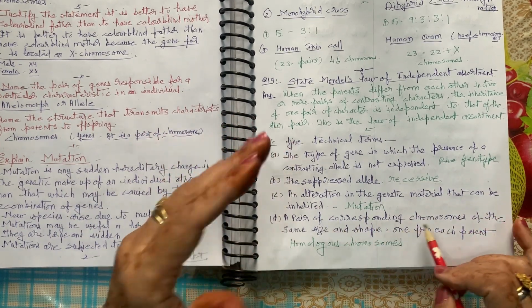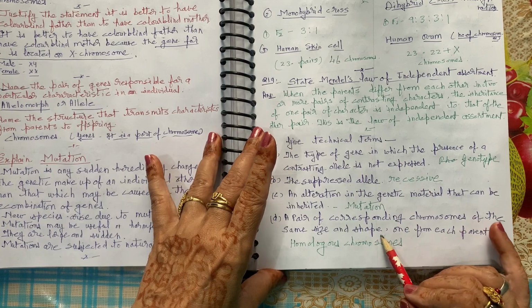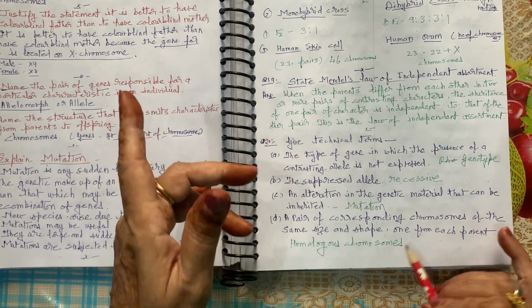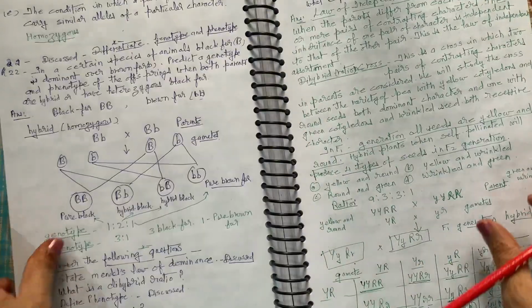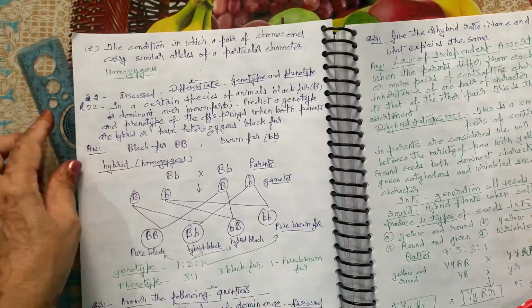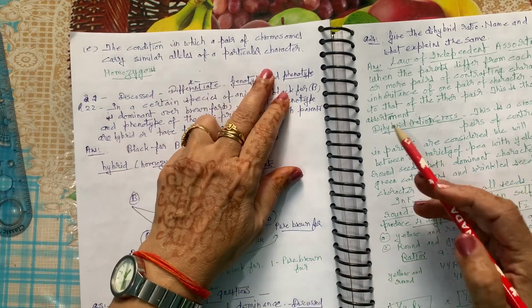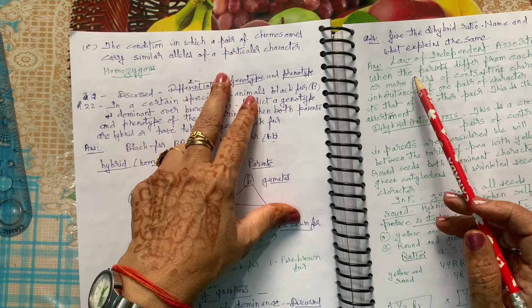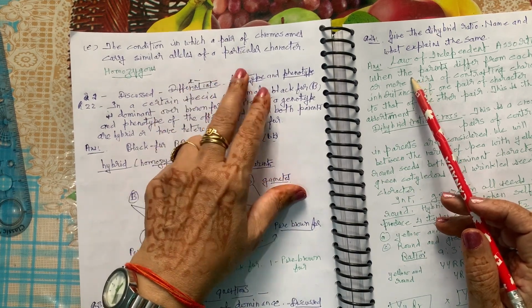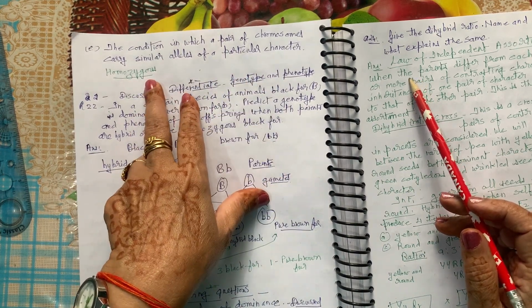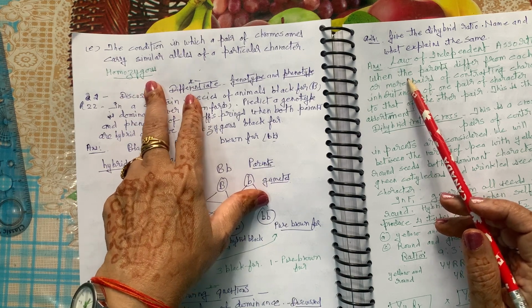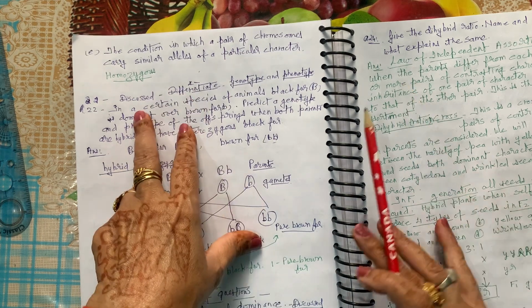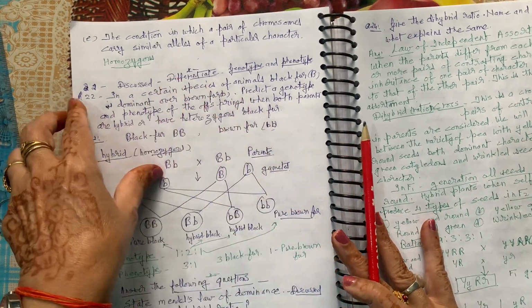A pair of corresponding chromosomes of the same size and shape, one from each parent, they are known as homologous chromosomes, right? Now the next one, the condition in which a pair of chromosomes carry similar alleles of a particular character. Similar alleles of a particular character, it is the condition homozygous, right? It is homozygous.